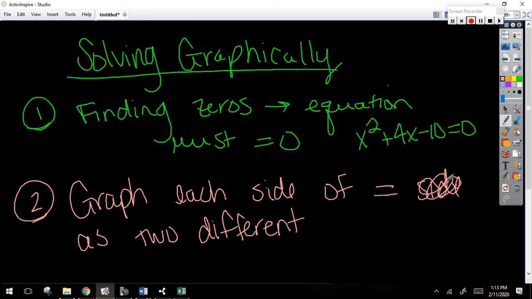Did we do this in here? Did we solve by intersection in here? Yeah.